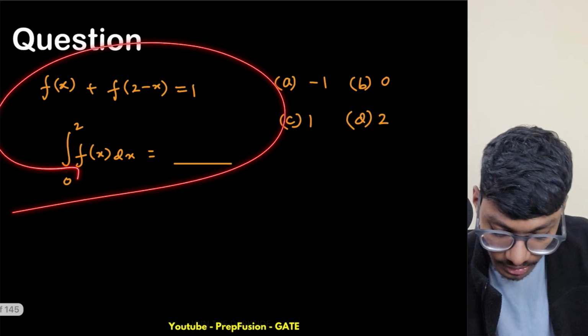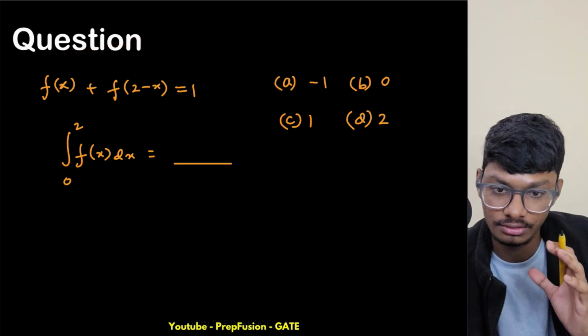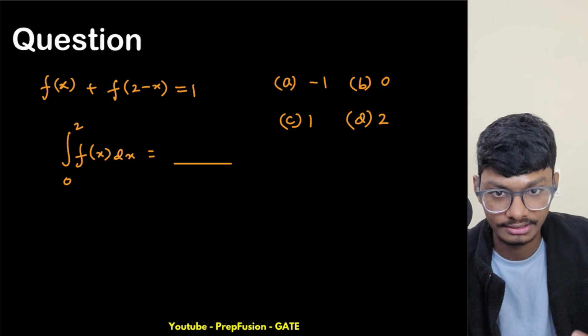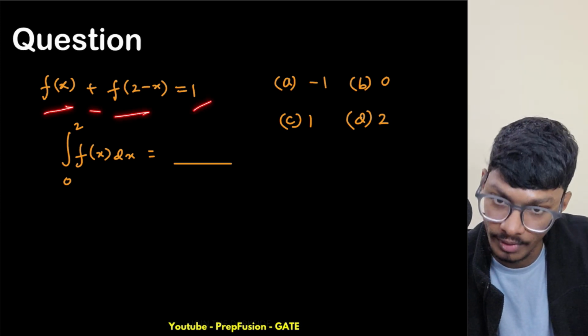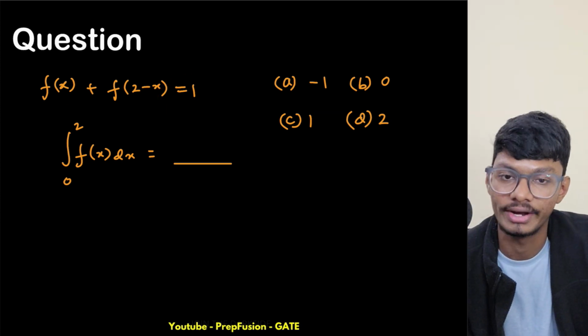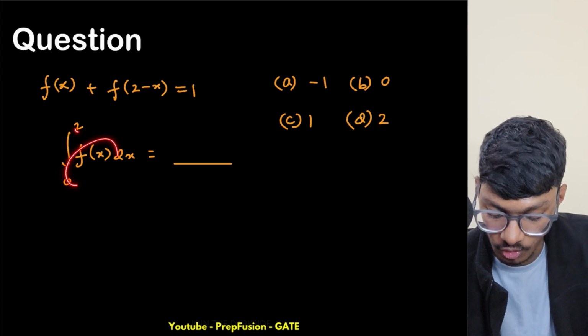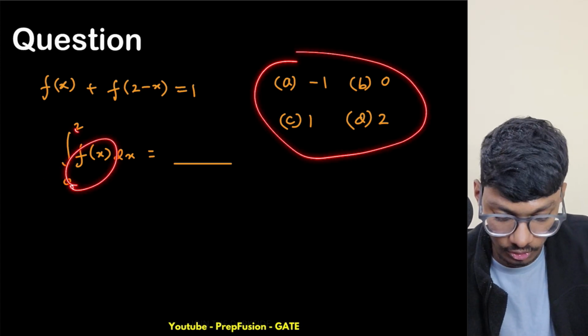Now this is also a very interesting question. Here you have been given a function which is related like this, that f of x plus f of 2 minus x equals 1. You have to find the integration between 0 to 2 of f of x. Now the options are given.